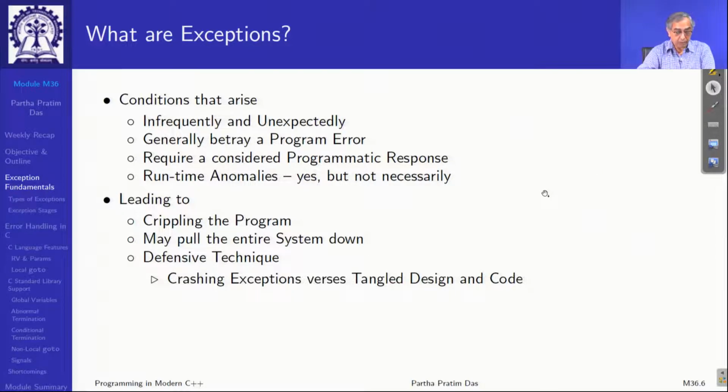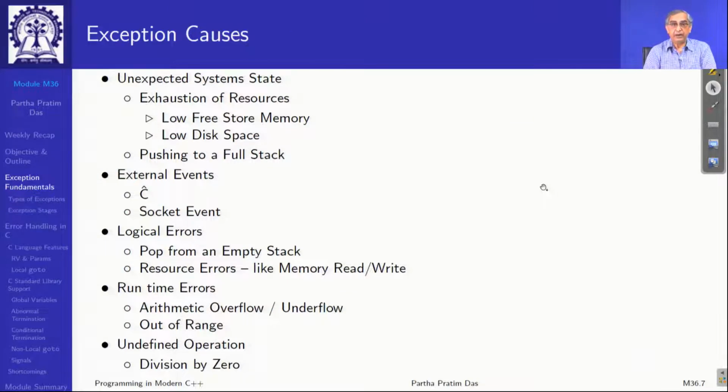Now, what could be the cause of an exception? There could be several, and a majority of them I have listed here. It could be due to an unexpected system state, that is, you have run out of free store, you have run out of disk area, or you have an array to hold a stack, and you have filled up that array already. So, you are pushing to a full stack. So, you are running out of the system state. Some of them, at least, are not under the programmer's control. While programming, you would not conceive this. Some maybe, if you are cautious, or maybe not.